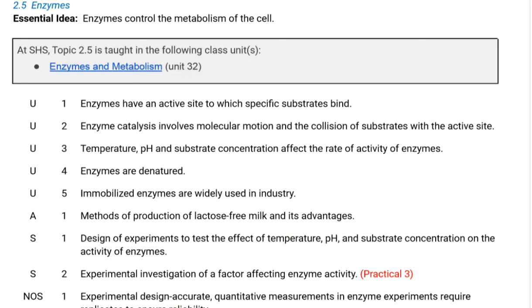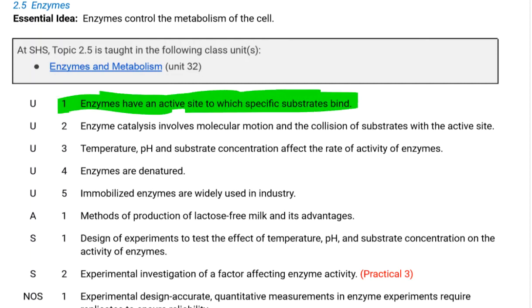2.5 is all about enzymes. Enzymes have an active site which substrate binds to. Substrate is the reacting molecule, so that's the one that the change occurs to. And enzymes remain unchanged. Maybe that's not a point, but that's something you need to remember. Enzymes after catalyzing a reaction are the same as before.